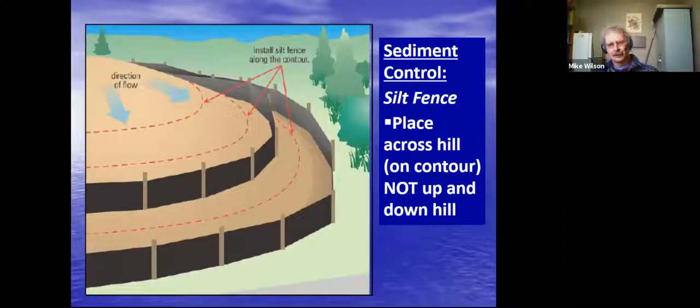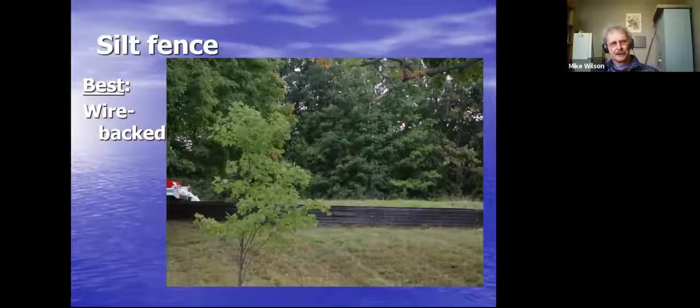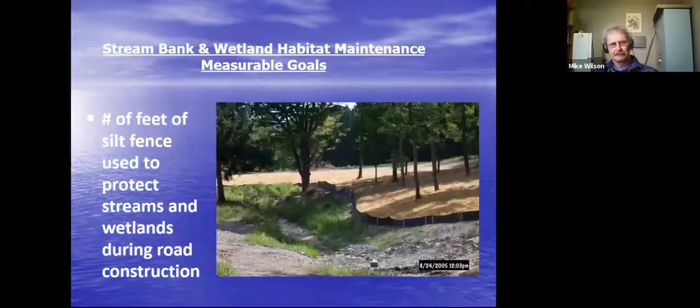You want to place your silt fence across a hill on contour, not up and down the hill. And of course, if it's going to be there for any long-term period, I like the wire-backed material. It's a little bit sturdier. It's going to stand up to weather and other conditions. And of course, another measurable goal is the number of feet of silt fence used to protect streams and wetlands during road construction.